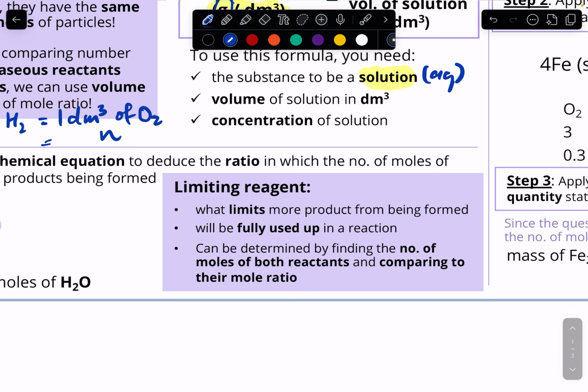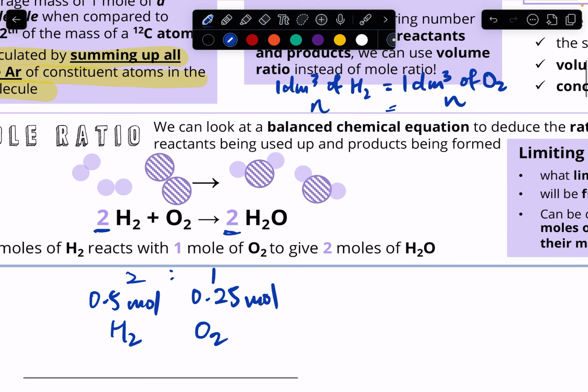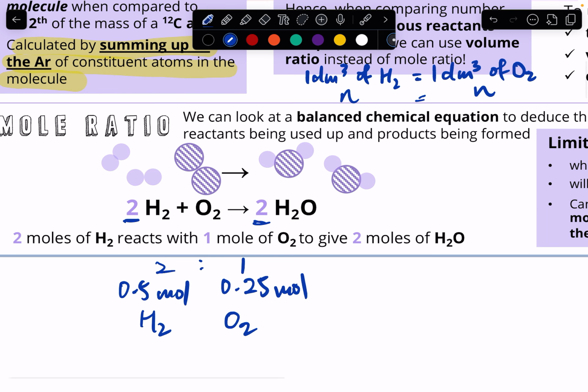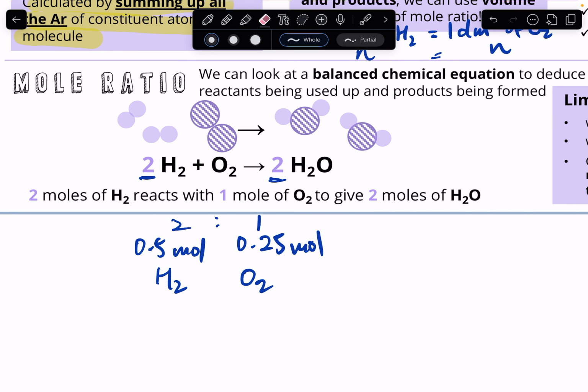And what is a limiting reagent? A limiting reagent is what limits more product from being formed, and it will be fully used up in a reaction, so it will drop to 0 moles. This can be determined by finding the number of moles of both reactants, and then we compare them based on their mole ratio. So going back to this example, hydrogen and oxygen gas is 2:1.